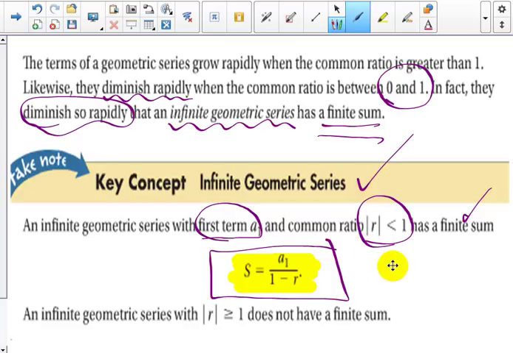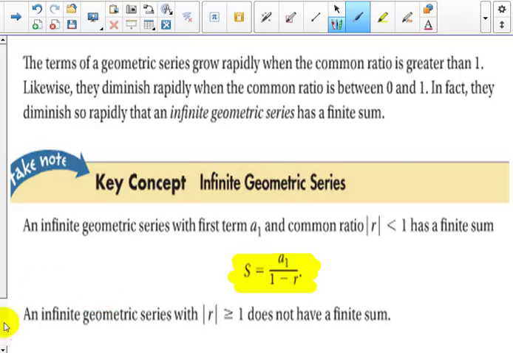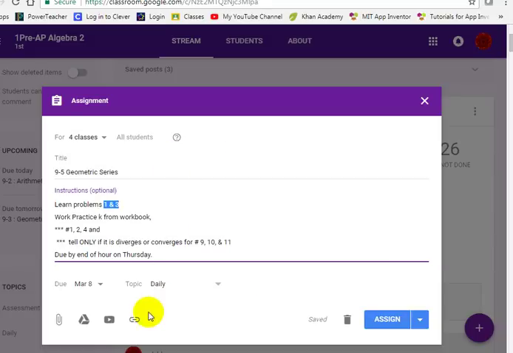So if it's an infinite geometric series with the first term and a common ratio of absolute value less than 1, it has a finite sum. So if it's between 0 and 1, we can say it has a finite sum. If the absolute value of the common ratio is greater than 1, it does not have a finite sum. Okay, so remember, your instructions on this one was tell only if it diverges or converges for 9, 10, and 11. So let's look at what makes it diverge or converge.